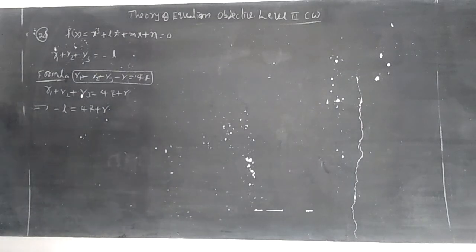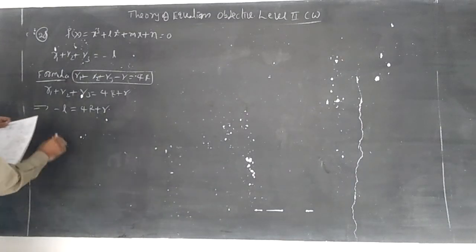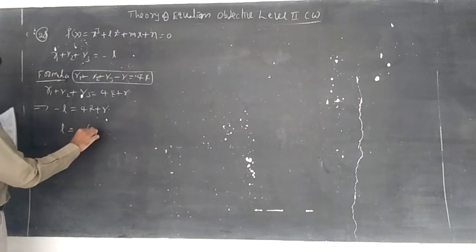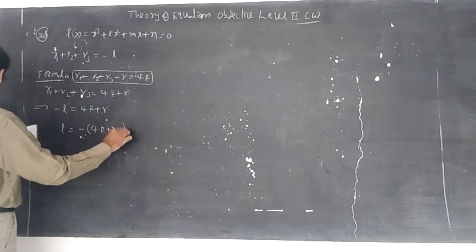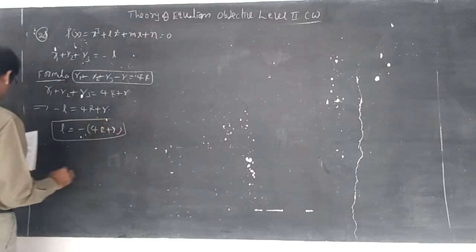Read the question. So L is equal to, taking minus on both sides for multiplication, 4R plus r. That is option 1.